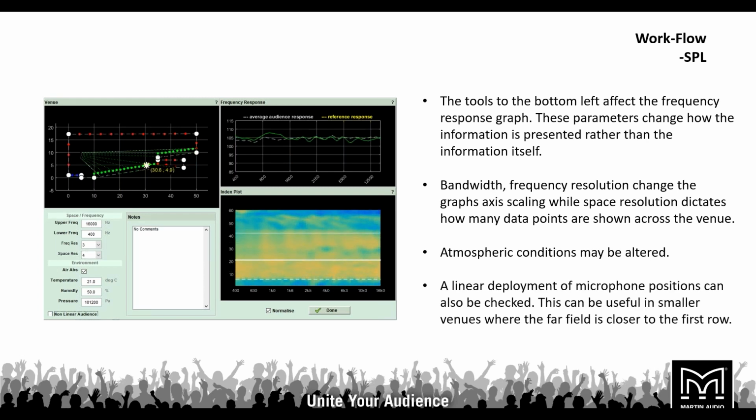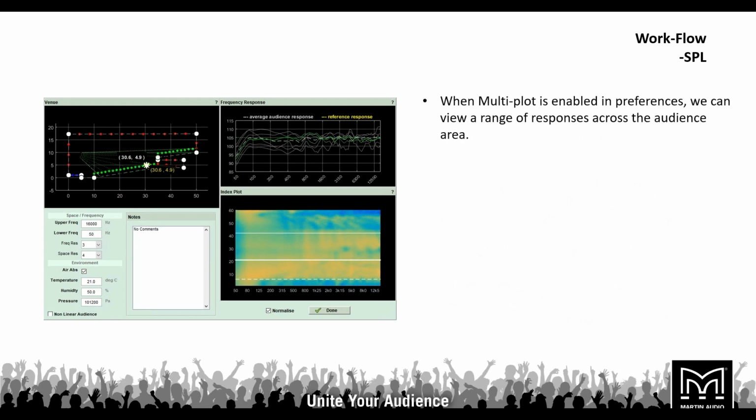That nonlinear audience checkbox in the bottom left just changes to a more linear deployment of microphone positions, which is pretty useful if the far field is closer to the front row, so if it's a smaller venue. Otherwise, by default, you will have more microphone positions in the near field and less in the far field. Also, you can see the normalized checkbox next to the done button. That will apply or remove the voicing for that PA from those plots.